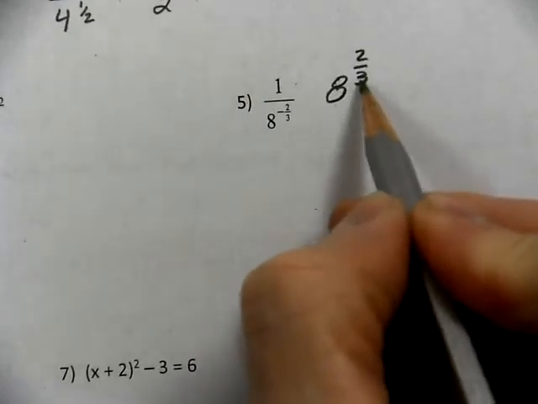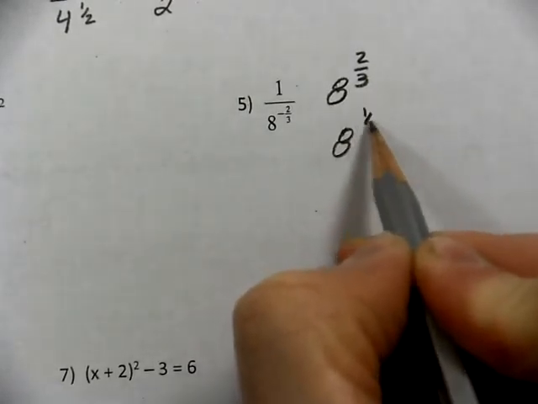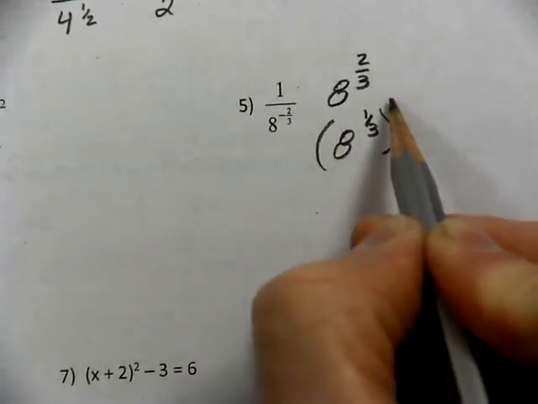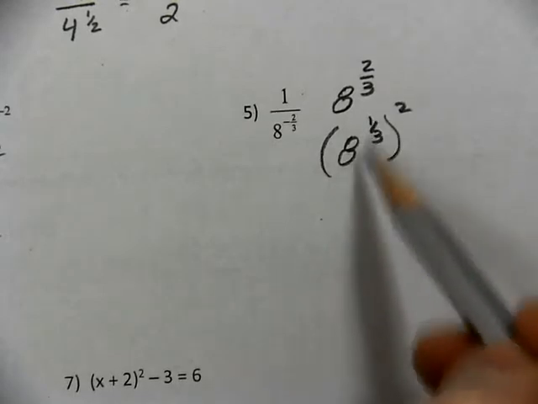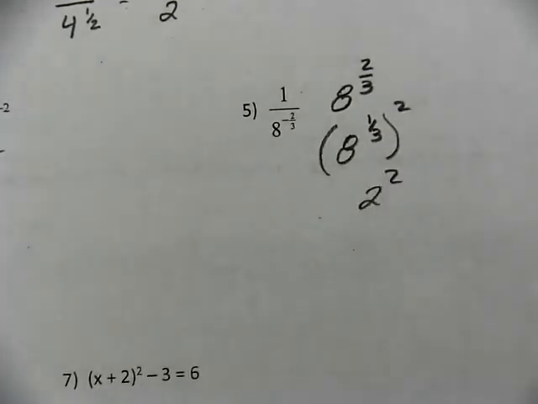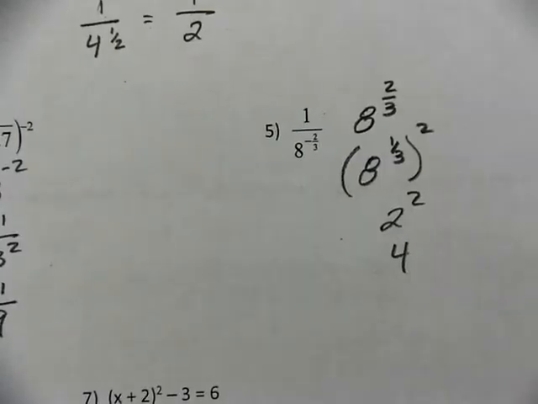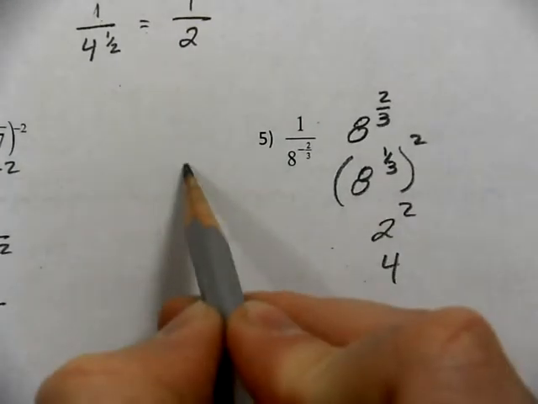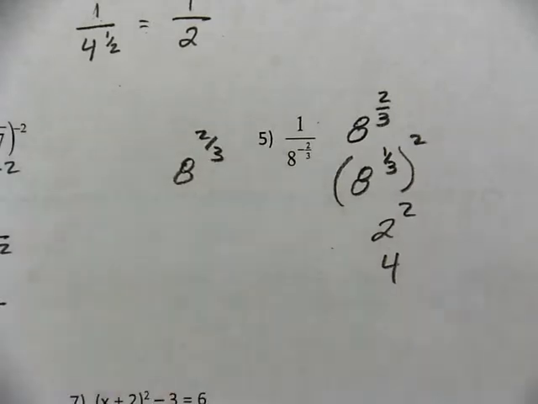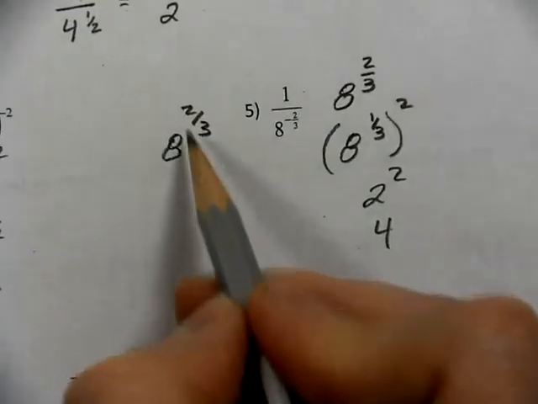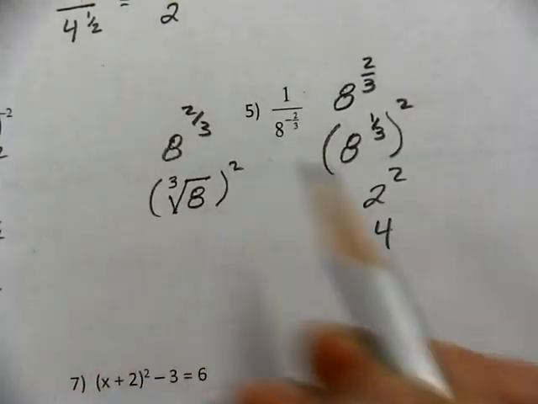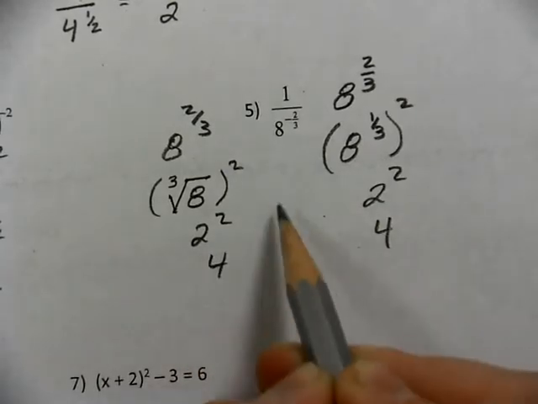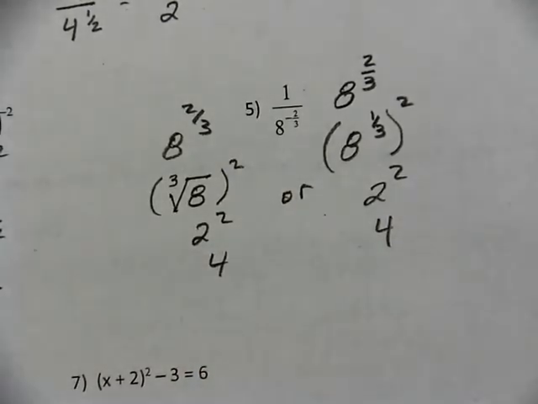So here we're going to have 1/3. 1/3 times 2 gives us 2/3. 1/3 is the cubed root. The cubed root of 8 is 2, which gives you an answer of 4. You could have looked at this as 2/3, broken that into the cubed root of 8, wrote it in radical form. Either way would work.